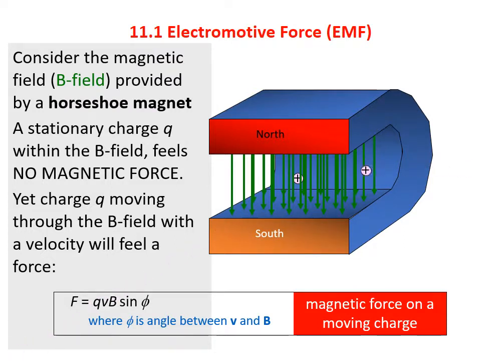But the force in this example that the proton experiences is a magnetic force, and it can be calculated using this equation from topic 5. F is equal to Q times V times B times sine phi. Q is the charge, V is the velocity of the moving charge, B is the strength of the B field, and phi is the angle between your velocity and the magnetic field.